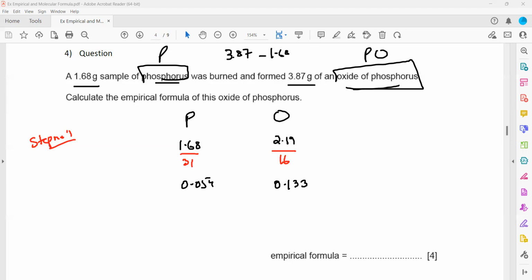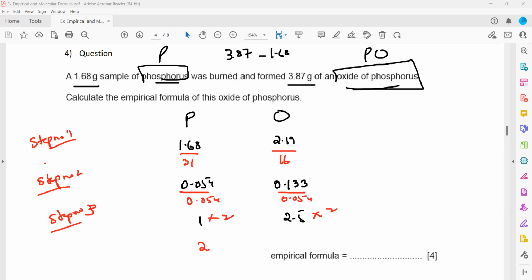Then step 2 is divide by the smallest value in the combination. So 0.054 is the smallest one. So this will be 1 and this will be 2.5 when we divide. Whenever one of the values is 1.5, 2.5, 3.5, because in step 3 we have to take the simplest ratio in whole numbers, we multiply all of them by 2. So 2 phosphorus and 5 oxygen will be there. So the empirical formula will be P2O5.